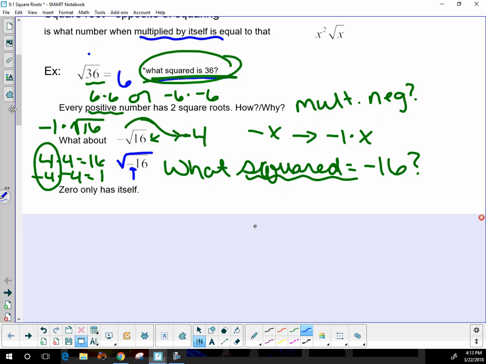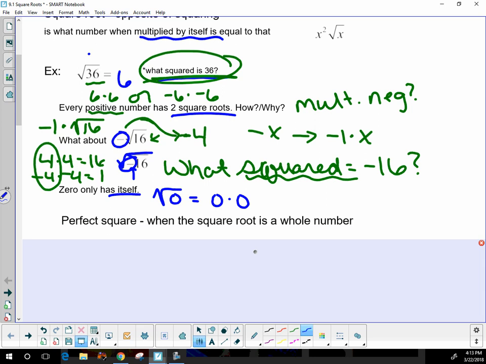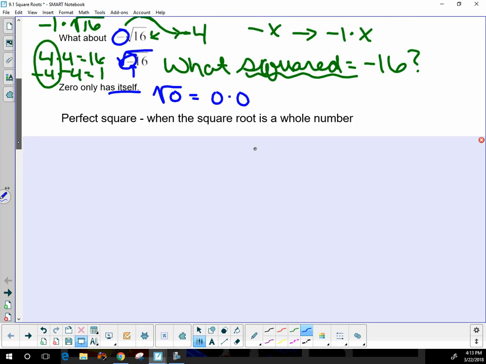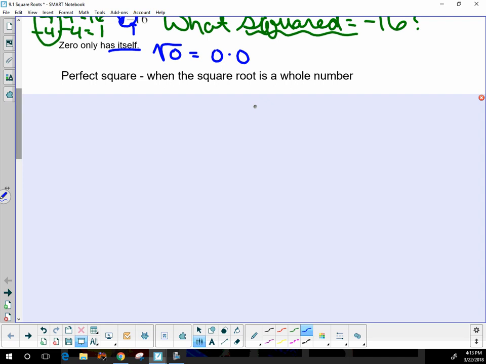0 only has itself. It's the only one that doesn't have 2. Square root of 0, because 0 is neither negative nor positive. That is the only number that has 1 root. Everything else has 2. Okay, so this is pretty basic stuff. It's pretty easy, just a few things to remember, like these negative signs. Let's take a look at other ways we can use it. Okay, you're going to see the words perfect square. And so far, that's what I've been using because they perfectly come out, right? Okay, to a whole number.